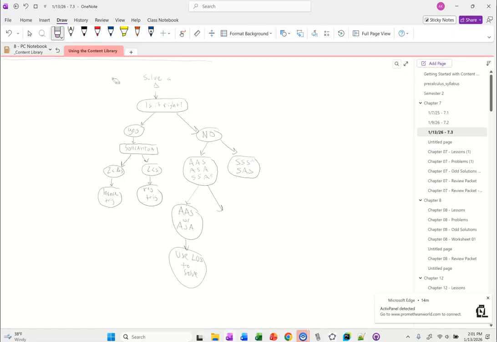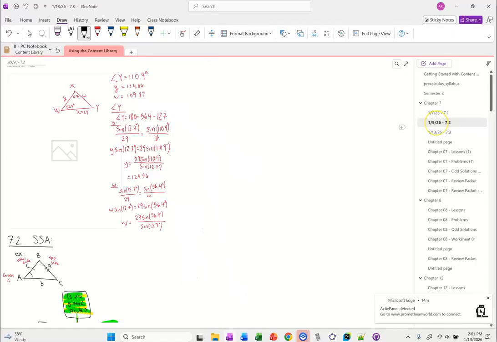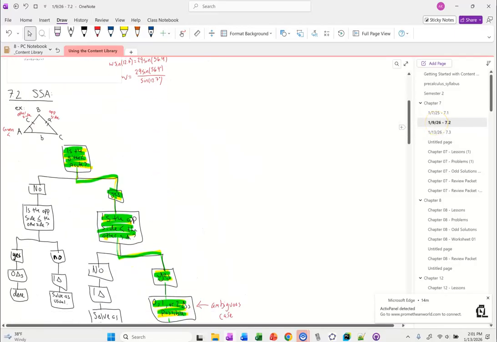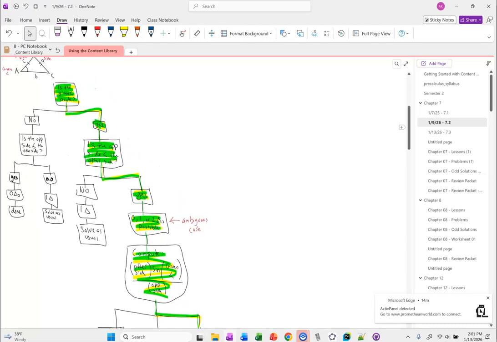If we have the side angle side situation, or side side angle situation, then we're going to take this one.